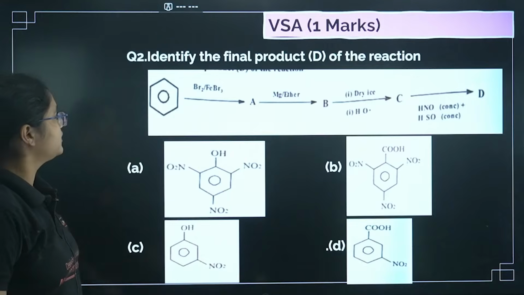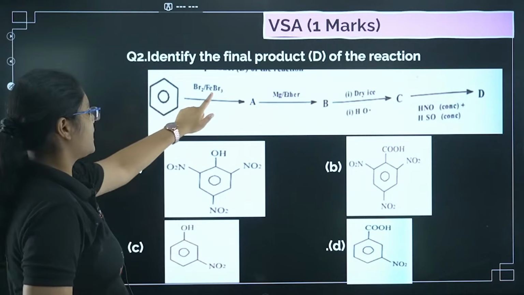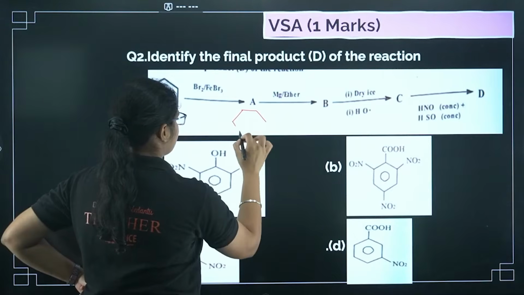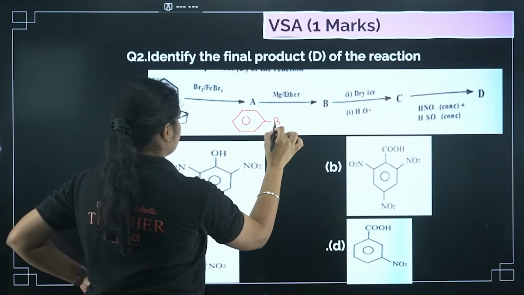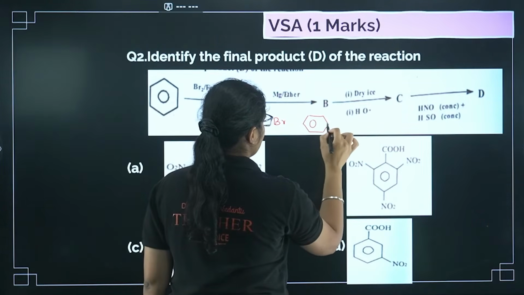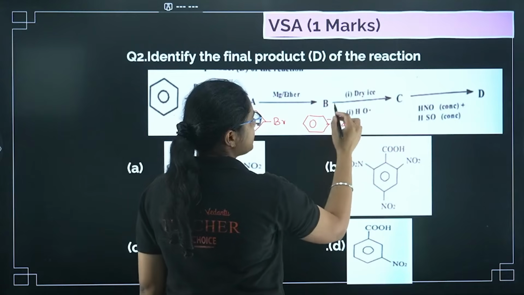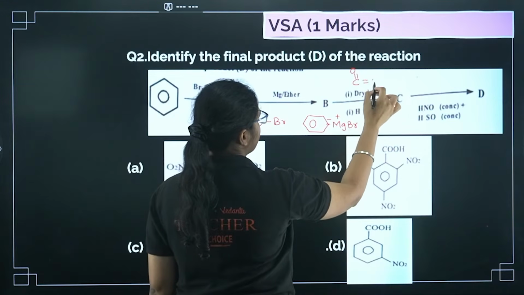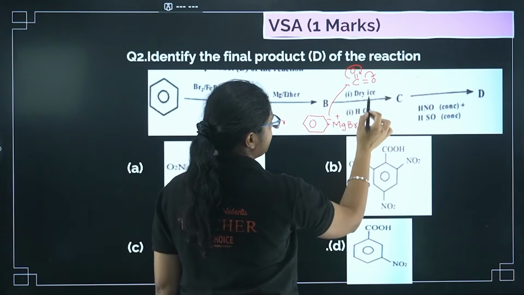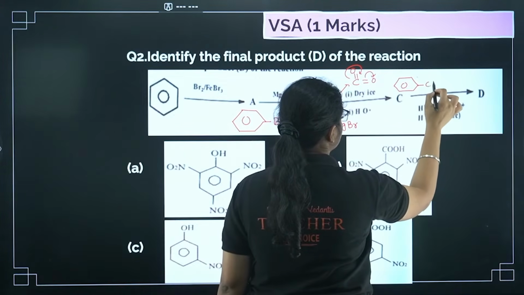Okay, next question: find the final product D in the given reaction. First of all Br2 and FeBr3 is there, so that will be the addition of bromine. Then you have Mg in ether, so here Mg will be added. This is plus and this is minus. Now dry ice means you have solid carbon dioxide. So this negative one will attack here, this bond will come here, this one will go here, and that will take an H. So here what I get is nothing but benzoic acid.